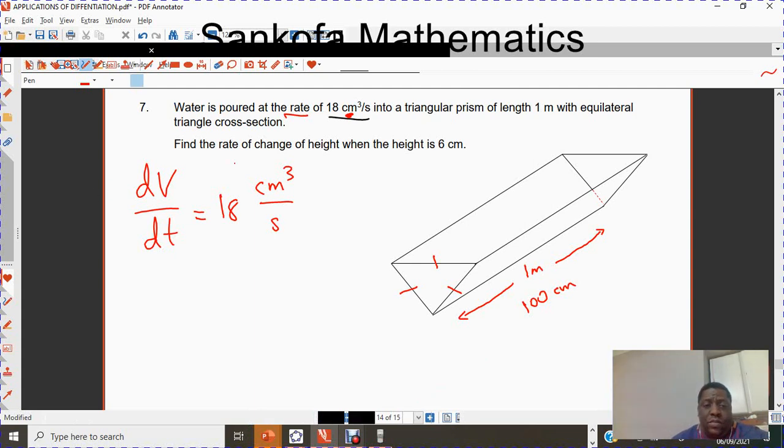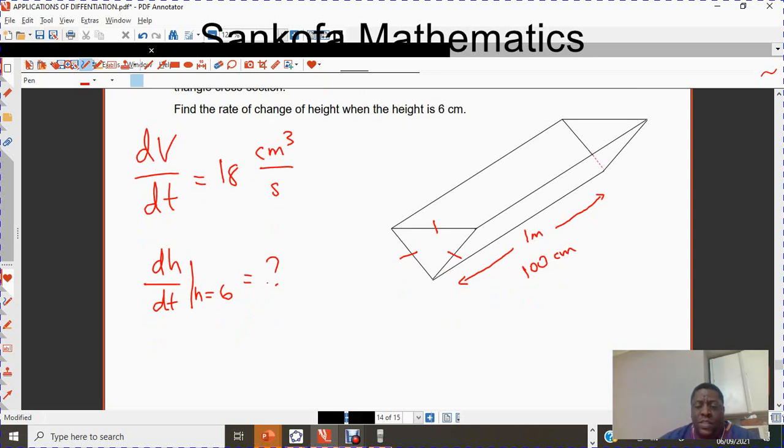Find the rate. So what we're supposed to find is the rate of the height. So dh/dt when the height is equal to 6 centimeters. So that's what we need to be able to find: the height with respect to the time. Okay, but there's a number of things that we need to be on the lookout for here.